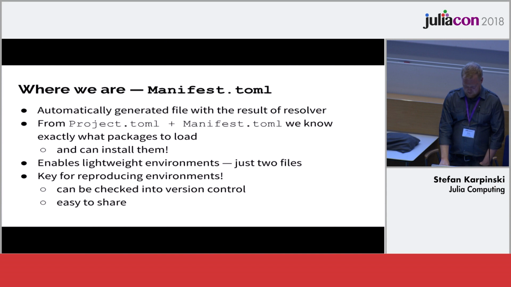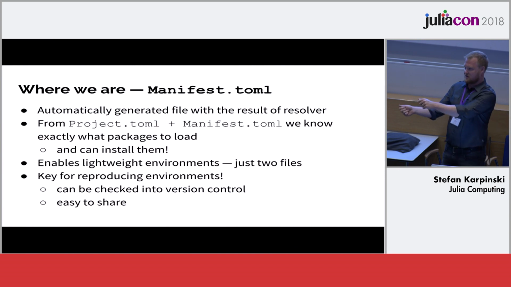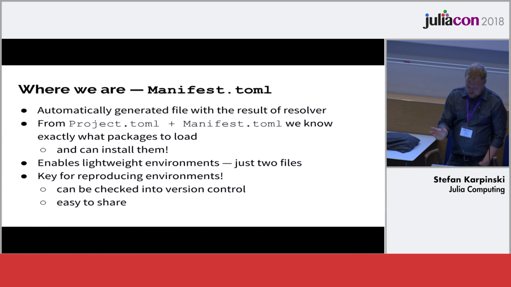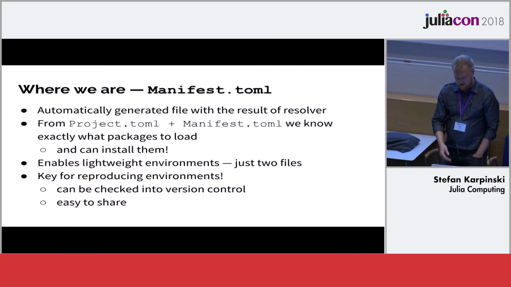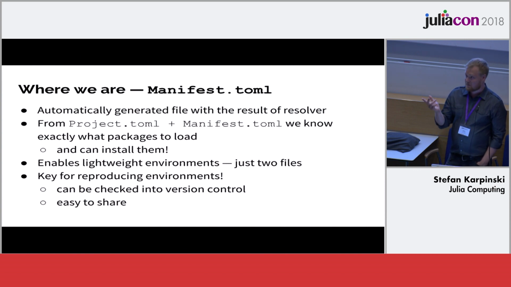Okay. So manifest files, this is the part where you snapshot all of the versions of everything that you want to load and depend on. They're automatically generated. You don't have to hand write these. This is what the resolver outputs. So it looks at a project file and looks at what's available in registries and says, okay, boom, here's what you're actually going to use, and that's the manifest file. From the combination of the two, we know exactly what is going to get loaded and used. And you can install them for the user because you've got the two files. You can just say, I'll go get that for you. They're pretty lightweight. It's just two files. And you can send them to people, and you can also check them into version control.